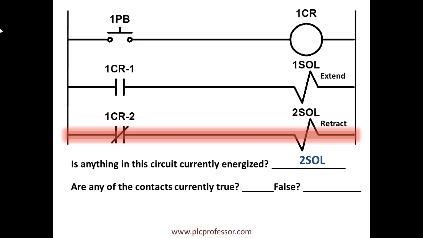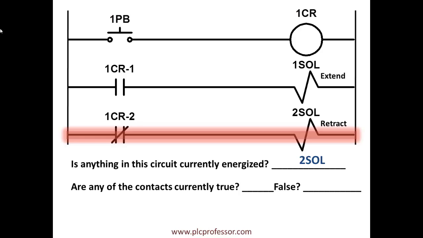So a normally closed symbol is true if off. In other words, it's true for current to flow through it if the relay is off, so true if off. So 1CR-2 is true if the relay is off. 1CR-1 is true if the relay is on. The push button, you could say, is in its normal state, it's normally open. Therefore, when you push it, then it becomes true and has current flow.